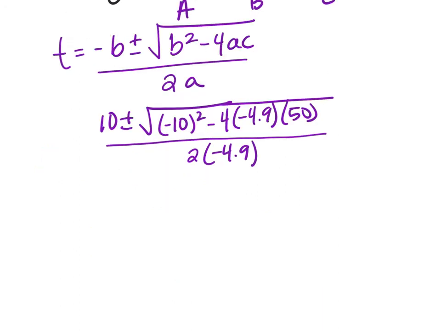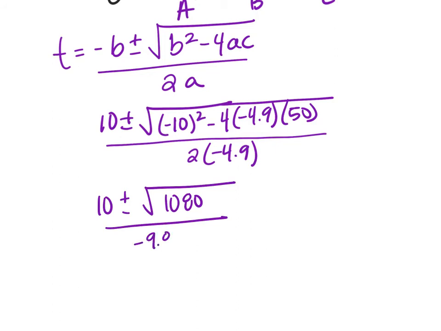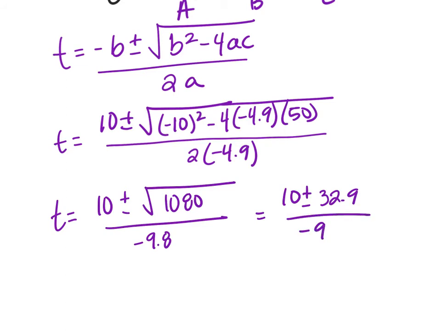All right, so next I'm going to just simplify everything. I'm going to simplify what's underneath this square root. So I'm going to get 10 plus or minus the square root of 1080. And then I'm going to simplify the bottom down to, when you multiply that, you get negative 9.8. And then I'm going to continue to simplify this by square rooting that 1080. And I'm going to have now 10 plus or minus 32.9 over negative 9.8.